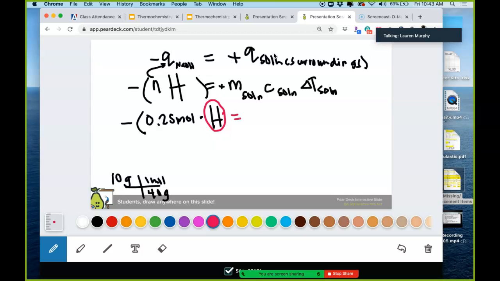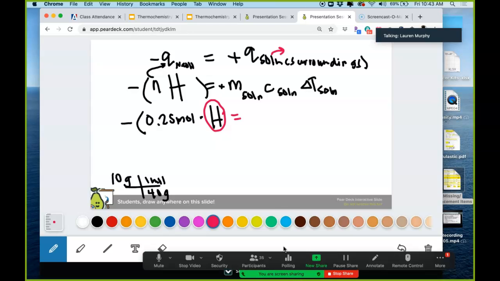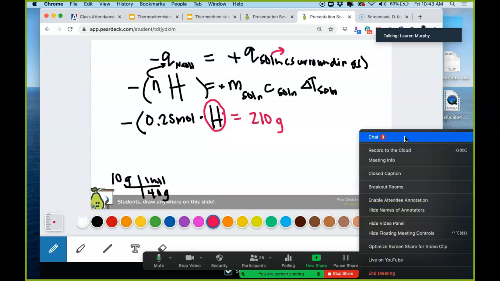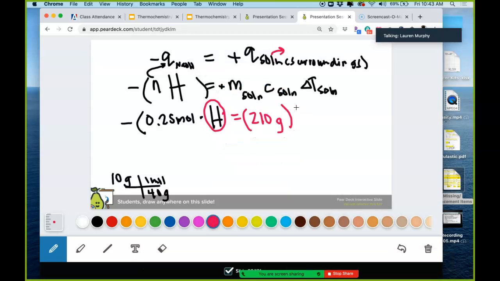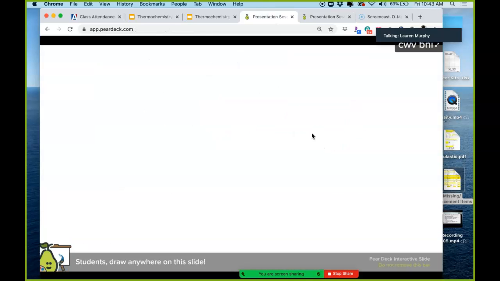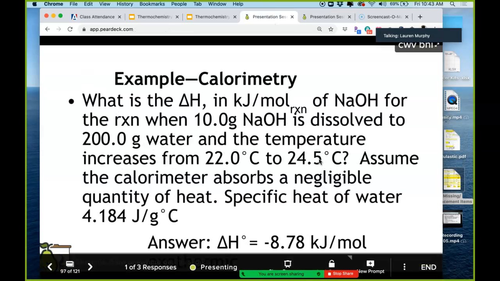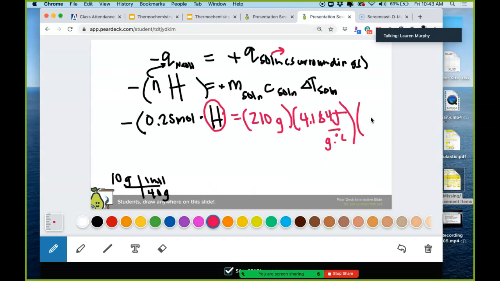Anybody? Well, what's in the solution? Water and sodium hydroxide, right? Both things. So what's the mass of the solution? 210. The combination of both of them, the sodium hydroxide and the water, make up the entire solution. And they gave you the specific heat of the solution, 4.184 joules per gram Celsius. And then the temperature change is final temperature, 24.5, minus initial temperature, 22. So that's what, 2.5 temperature change?